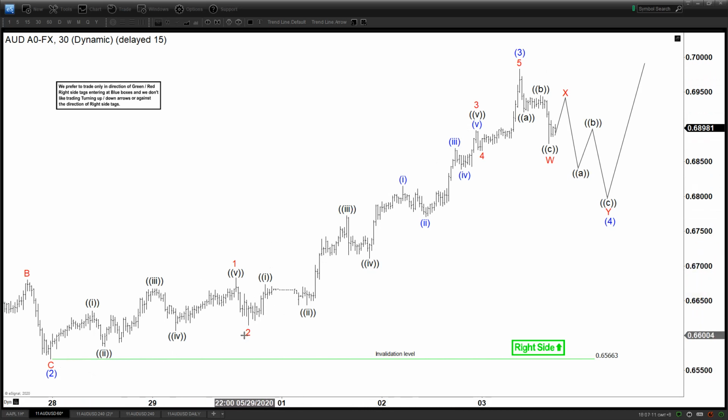We are calling the rally as an impulse. We can see in the subdivision, this is with 2. We are ending with 3 right here. You can see subdivision 1, 2 in 5 waves. 1, 2, diagonal. And then we have 3, 4. And then this is our 5.